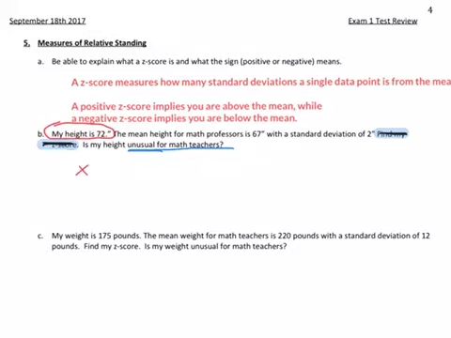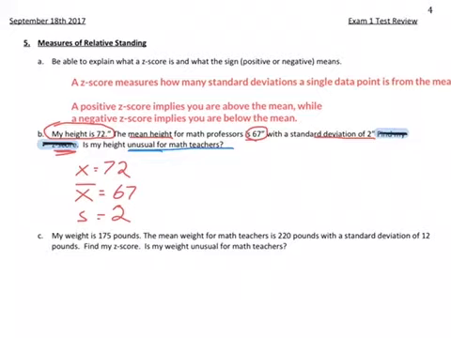That tells me that my data point is equal to 72. The mean height for math professors is 67. That's going to be the mean of my sample, 67. Then I've got a standard deviation of 2 inches. Again, standard deviation of 2 inches. So I've identified what I've been given. I've also identified how I'm going to solve it. I'm going to be finding a z-score.